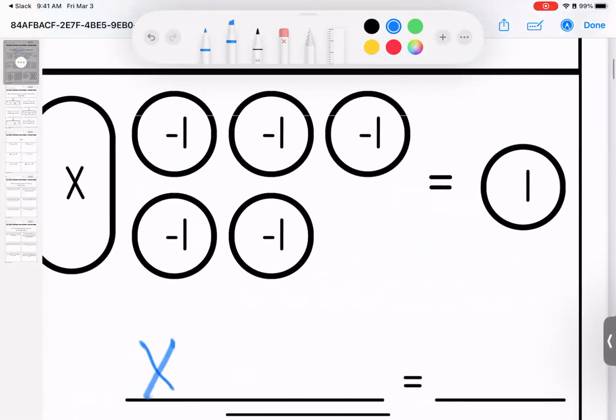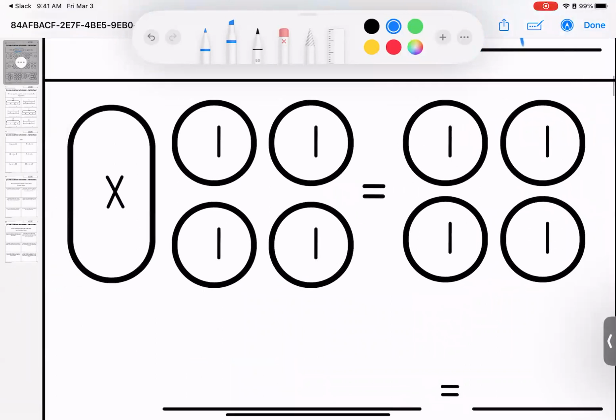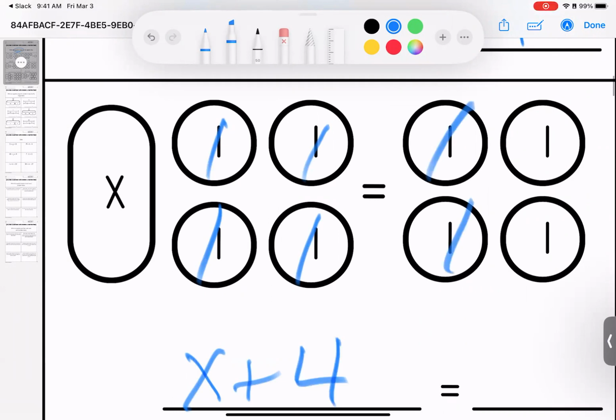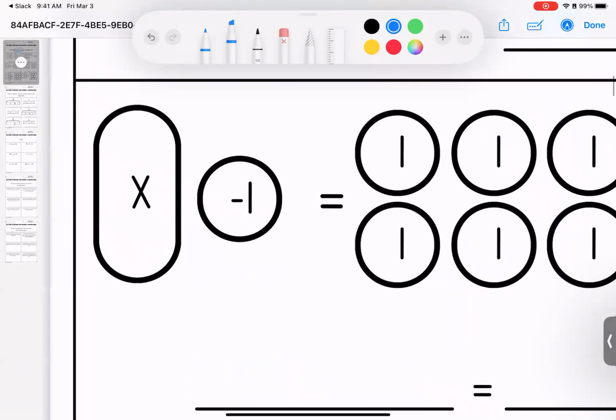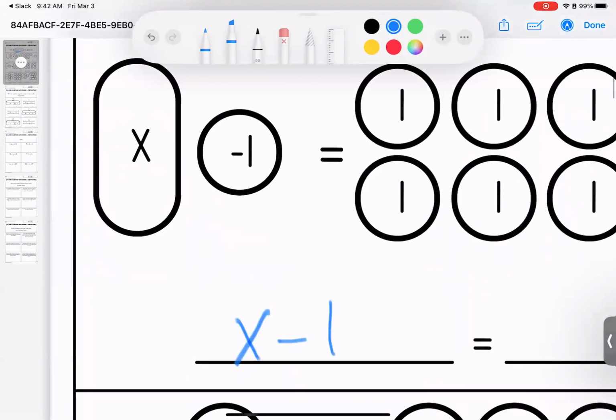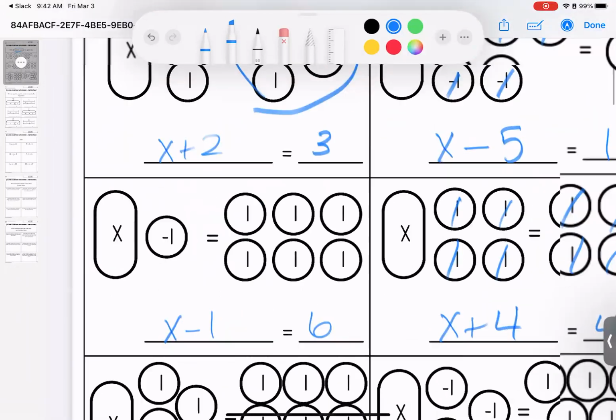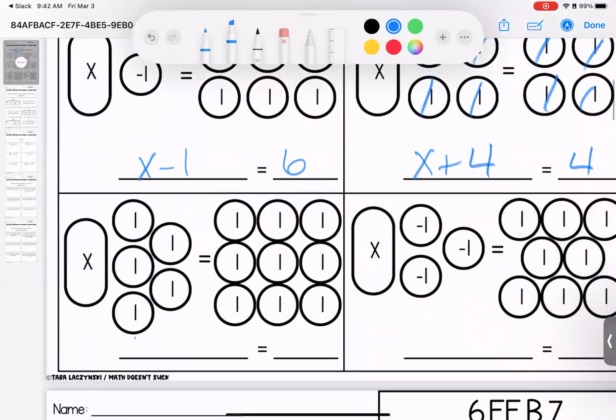Here we have x minus 1, 2, 3, 4, 5 equals 1. X minus 5 equals 1. Down here we have x plus 4 equals 4. Over here we have x minus 1 equals 6. Here we have x plus 5 equals 9. And x minus 3 equals 8.